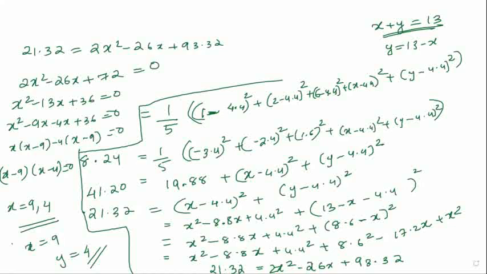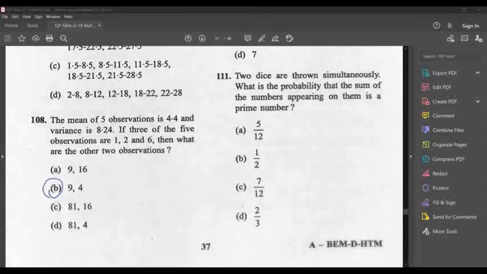Okay, once again, you mark the question paper, isn't it? Just mark here: answer is 9 comma 4. Please mark that. So winding up, just mark 9 comma 4 is the answer.